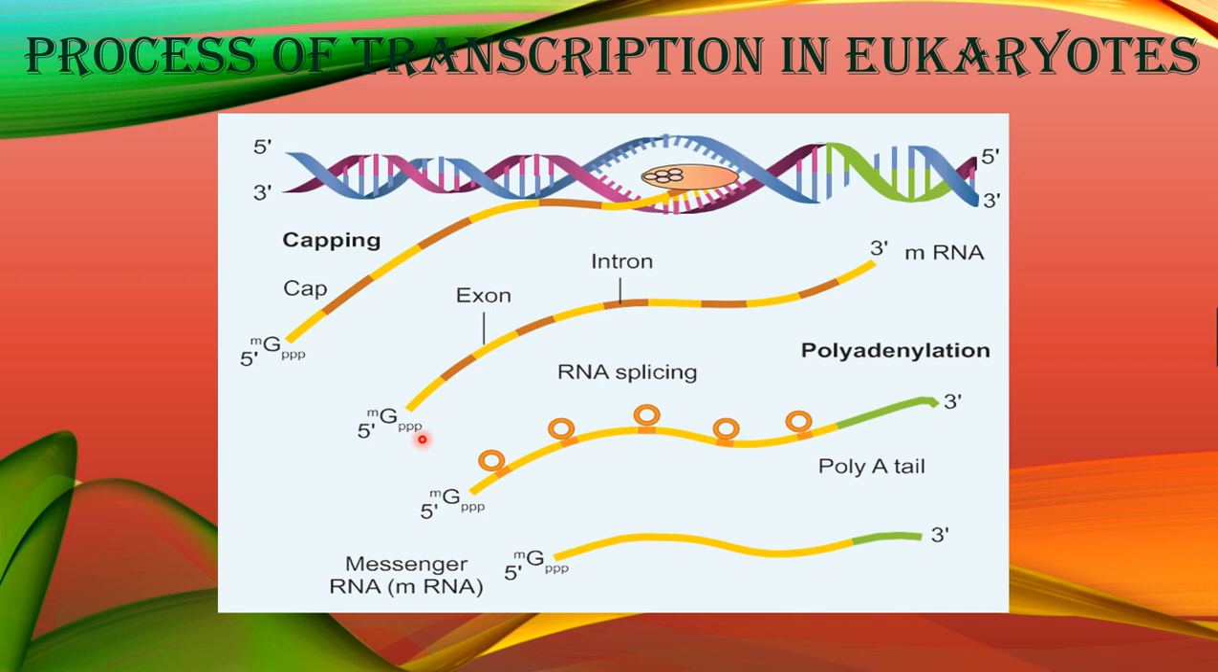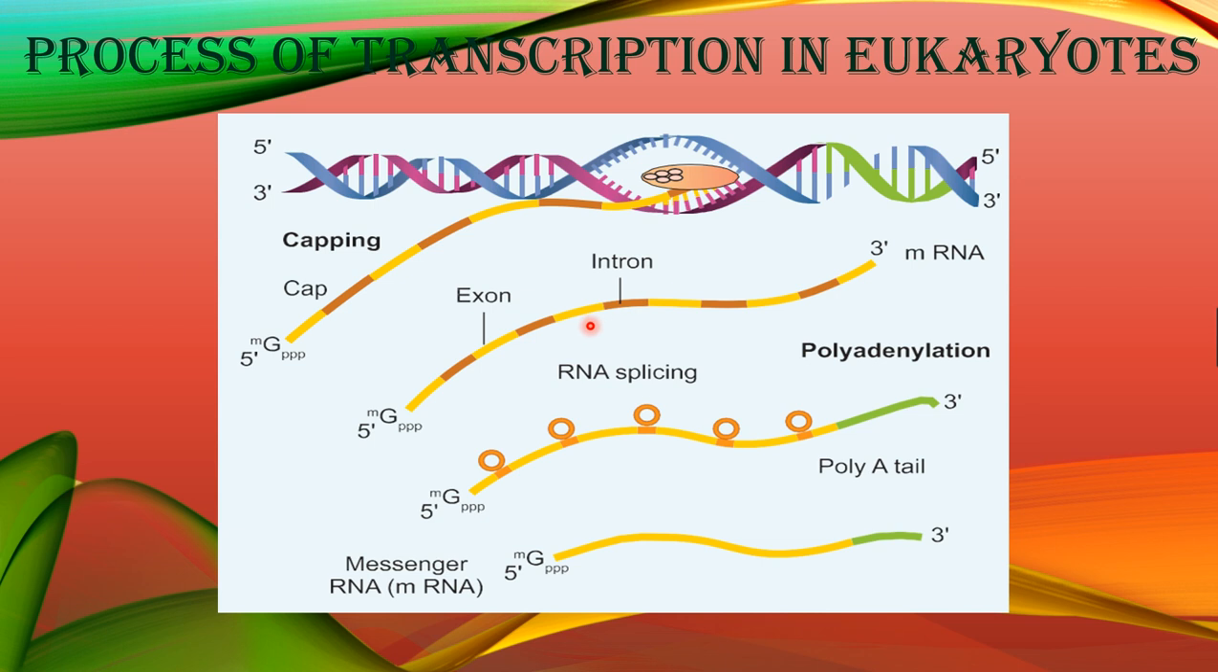It is called the 5' methyl guanosine triphosphate. Three phosphates are there. So M means methyl guanosine triphosphate, which is attached to the 5' end of the RNA as a cap. And you can see in the 3' end, a poly A tail is formed. What does poly A tail mean? Poly A, many adenosines are attached and they form a tail.